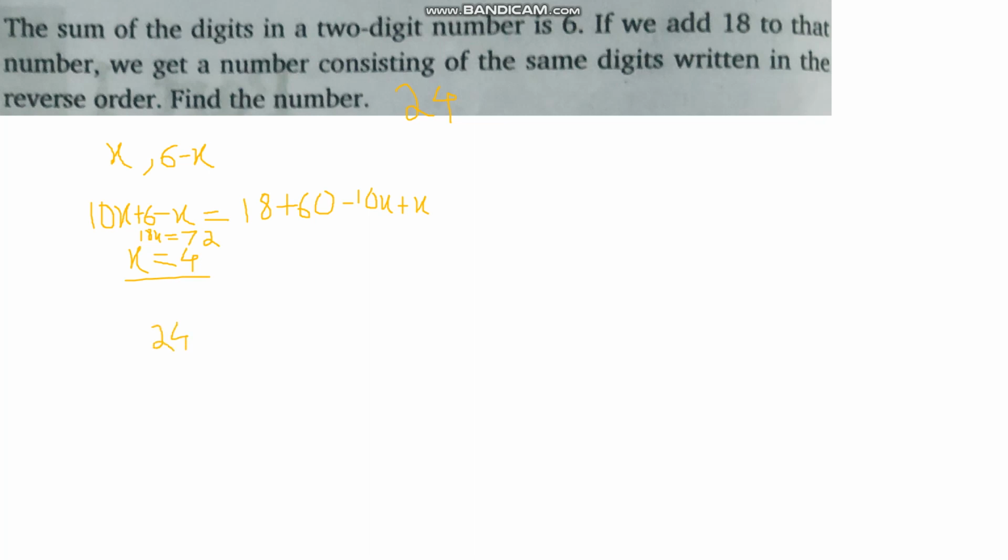Or if you take random, don't consider what is the tens place or unit place. After finding the two digits 4 and 2, check it. We have to add 18, so the number must be lesser than the other one. 42 is greater than 24, and 24 is the answer then. This is our question. Moving on to the next question.